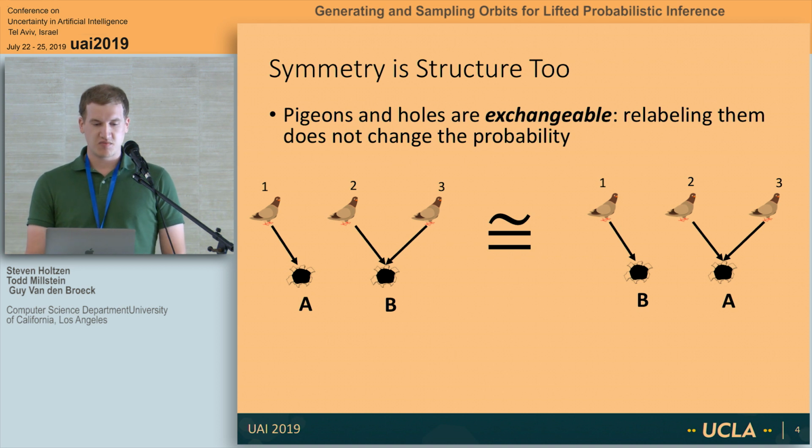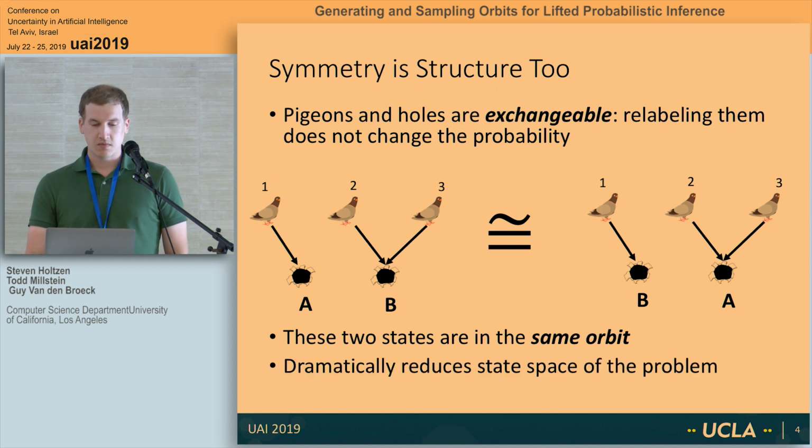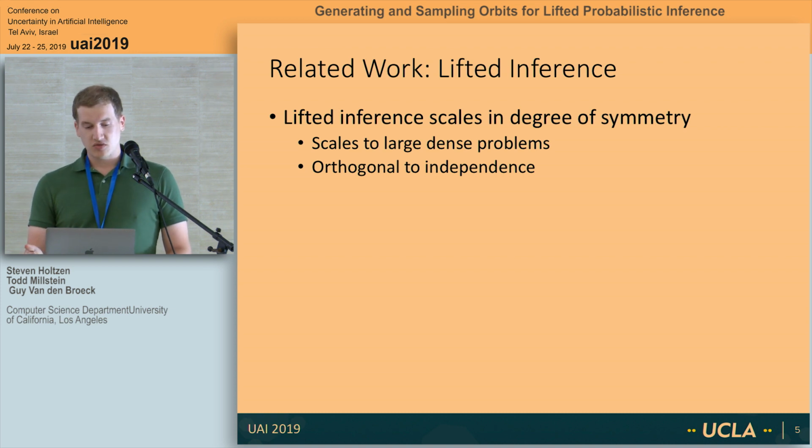I have here an assignment of pigeons to holes. Pigeon 1 is in hole A, pigeons 2 and 3 are in hole B. Intuitively, this should be the same as if we had put pigeon 1 in hole B and pigeons 2 and 3 in hole A, because the holes are the same. We would like to capture this in our inference algorithms and exploit these kinds of things. Technically, we'll say these 2 states, where a state is an assignment of pigeons to holes, are in the same orbit. There's some symmetry which connects them together, which is this hole relabeling. These symmetries are going to dramatically reduce the state space of the problem, because there are lots of states which are somehow equivalent. They're all in the same orbit. And we want to exploit this.